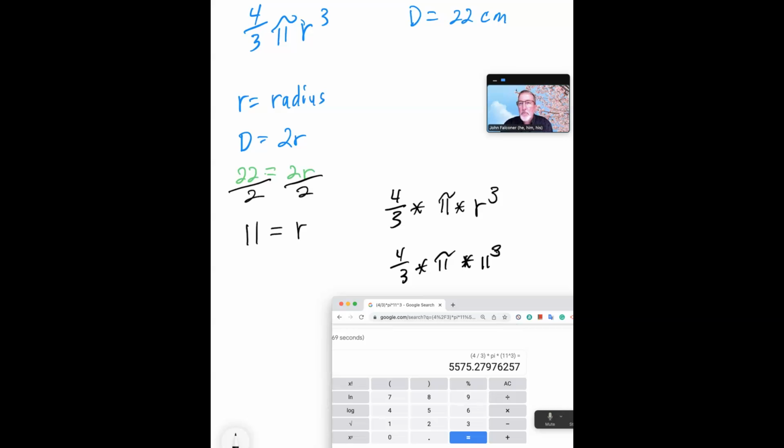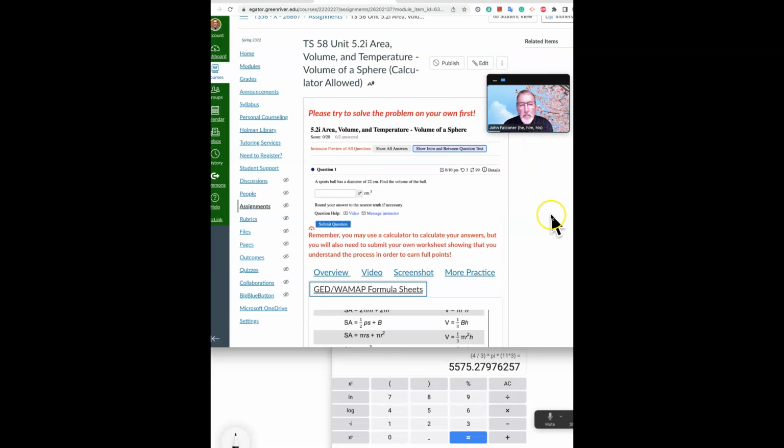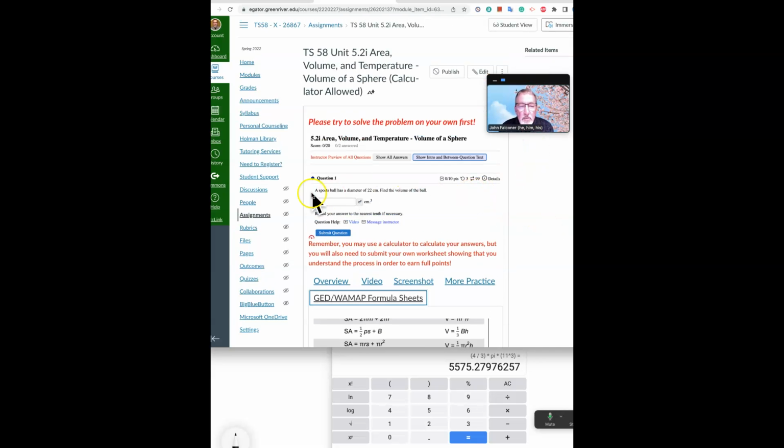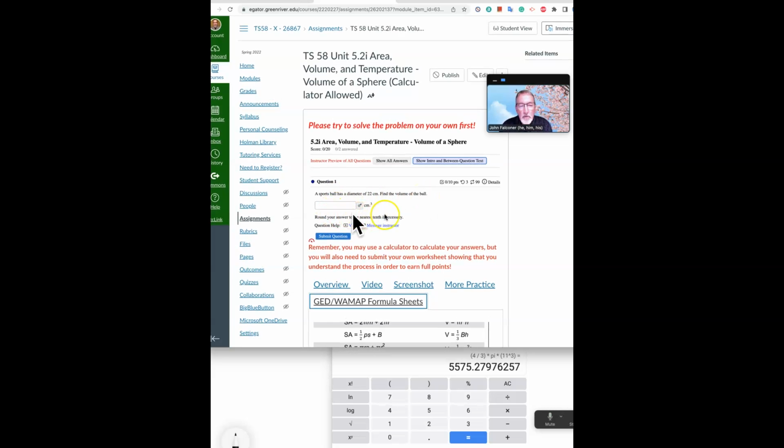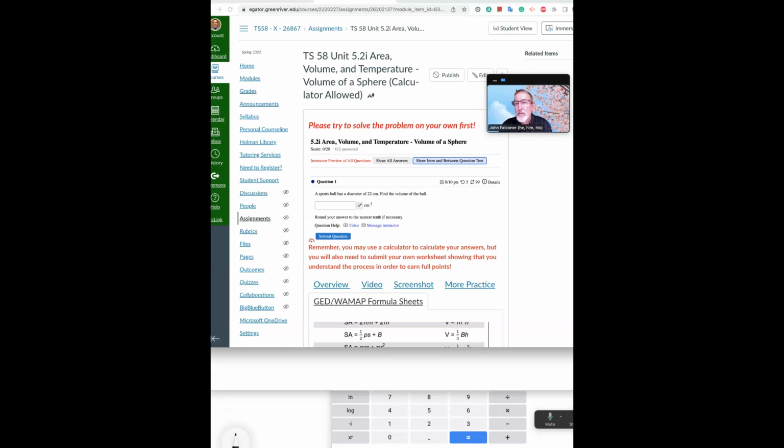And let's check how they want the answer to look. I'm always forgetting to do that. Don't do that. Do as I do, not as I say. So this doesn't ask for any rounding, which makes me immediately suspicious. Let's check the WAMAP original. Oh, here it is. Round your answer to the nearest tenth if necessary.